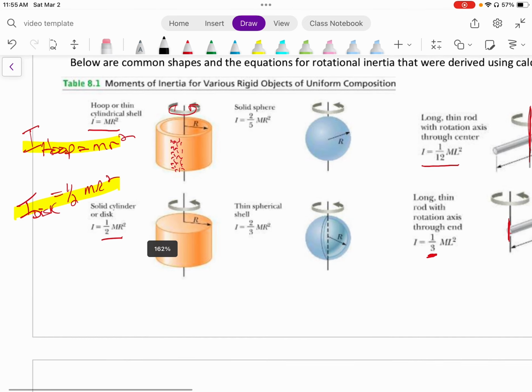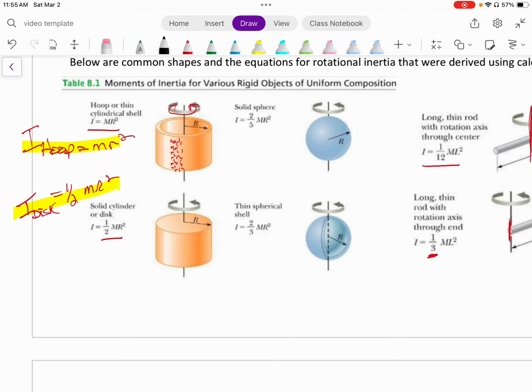Okay, now let me go to that picture and explain why. There it is. So a solid cylinder, if we just look at a little piece of it at the top, it's a disk. So the disk and the solid cylinder equations are the same.